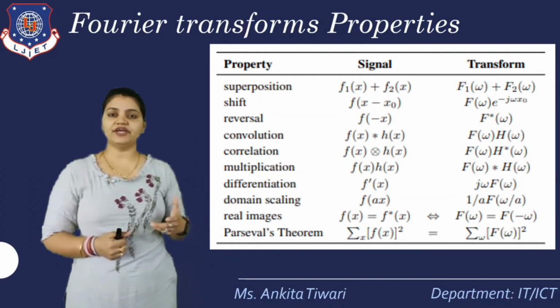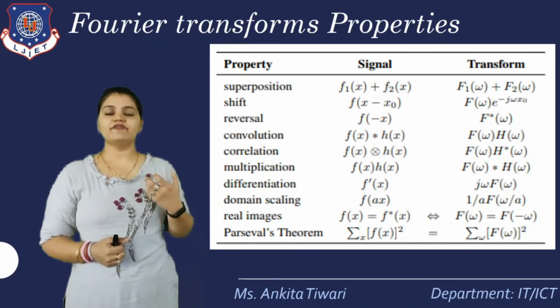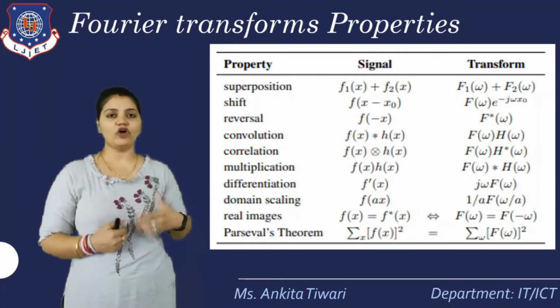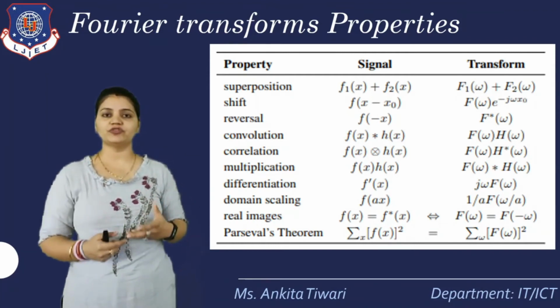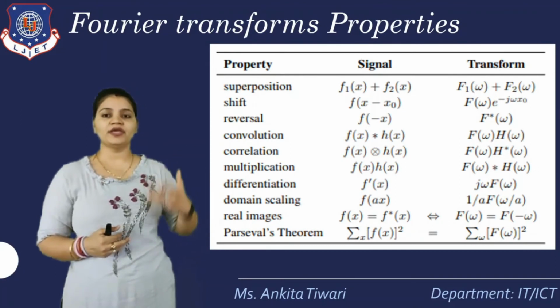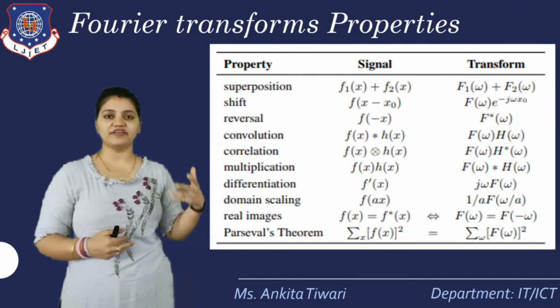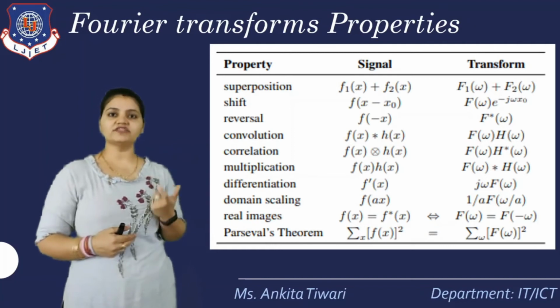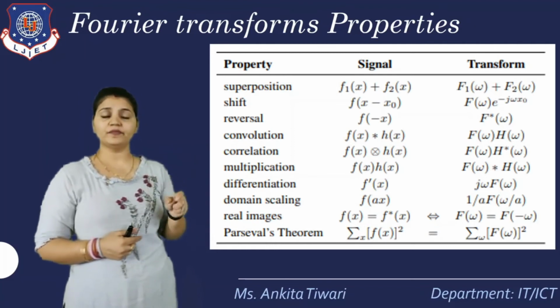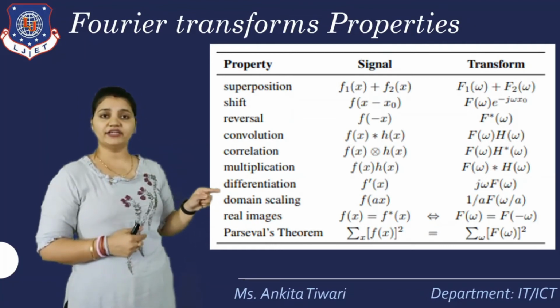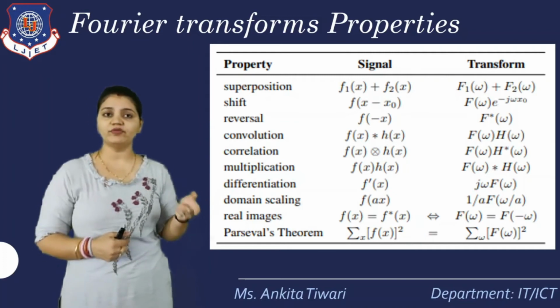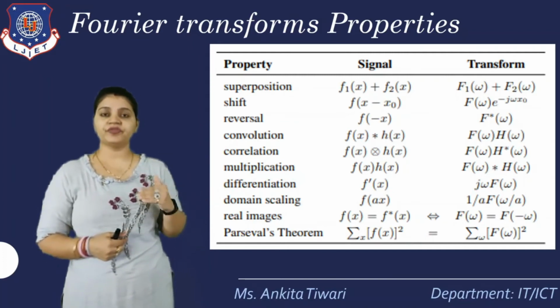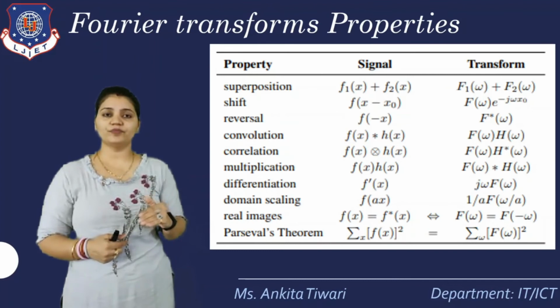So the signal that we are using for the superposition is defined by the signal and the transform. How are we going to represent superposition with signal and with transform? In signal it is f1 of x plus f2 of x, because two signals we are superposing, meaning adding them, which will be defined in the form of transform as F1 of w plus F2 of w. Now shift: f of x minus x0 becomes F of w times e raised to minus j w x0.